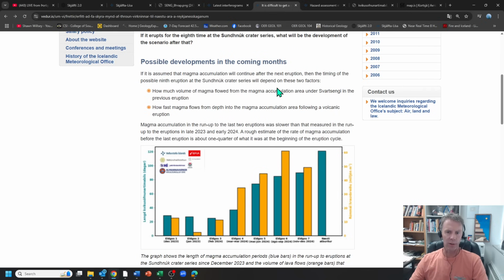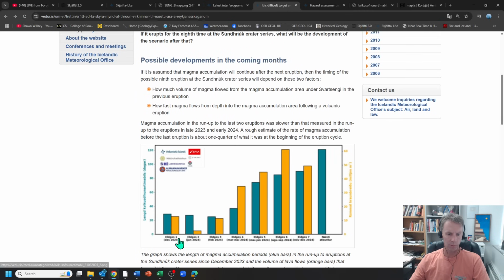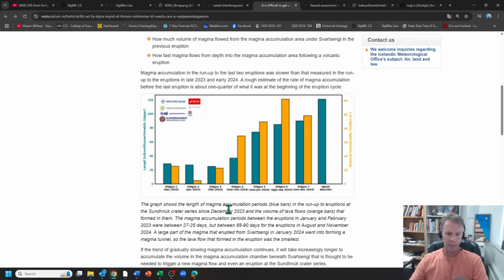They mention two important factors: how much volume of magma will move from the magma accumulation area for each eruption, and how fast magma flows from depth into the magma accumulation area. So, how much is coming from the deeper source up into that accumulation zone. The little graph they have here shows blue bars that are the days since the last eruption, run up to eruptions, and the orange bars are the volume in million cubic meters that actually erupted. That's their estimate of how much lava erupted. And again, the blue is the days.